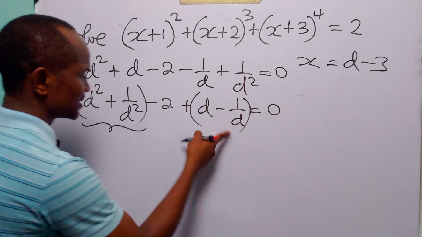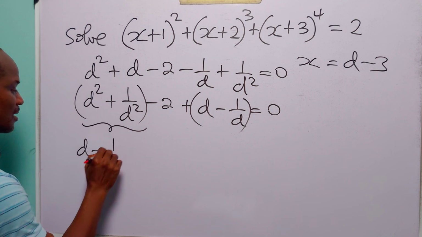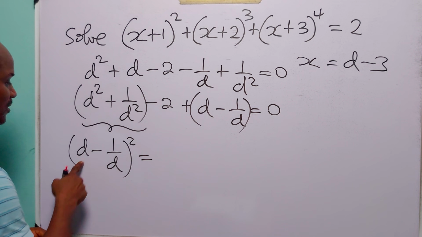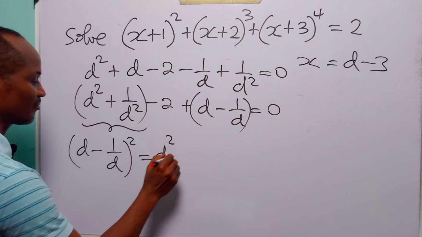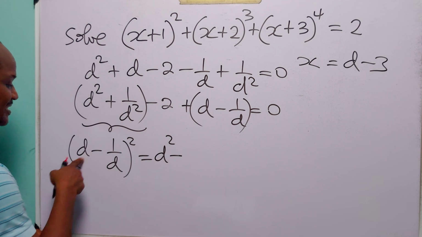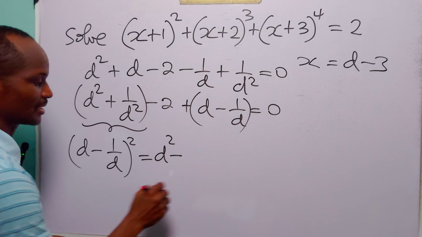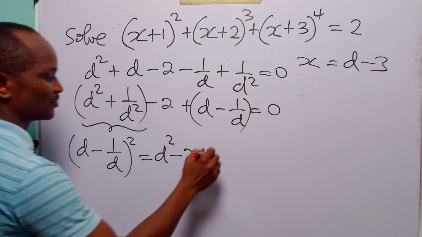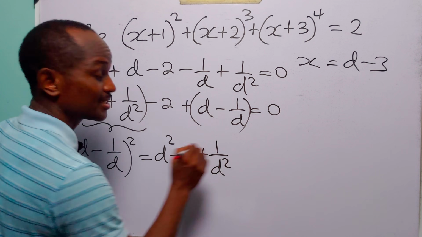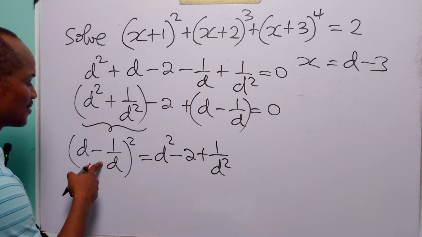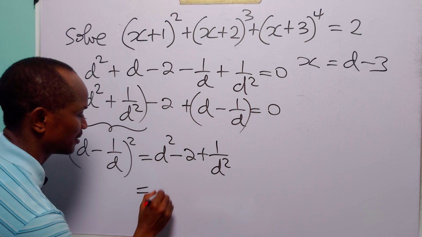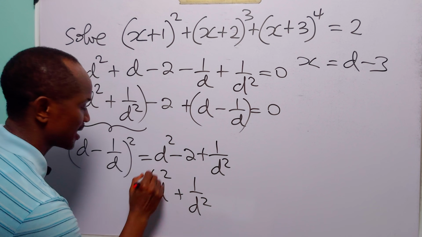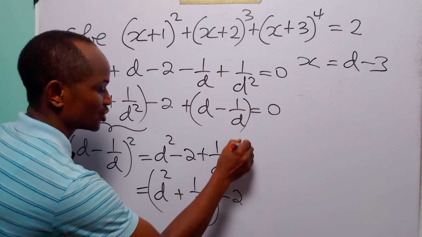Now let us square this quantity. We have d minus 1 over d, squared. This is equal to d squared minus 2 times d times 1 over d. That is going to give us 2. Then minus 1 over d squared, which is plus 1 over d squared. So that means that when we square this, we have d squared plus 1 over d squared minus 2.